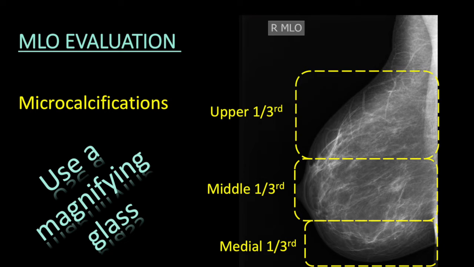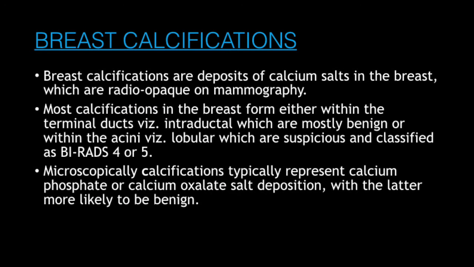So I just want to include a short note on breast calcifications. Breast calcifications are deposits of calcium salts in the breast which are radio-opaque on mammography. Most calcifications in the breast form either within the terminal ducts, which are mostly benign, or within the acini, which are suspicious and classified as BIRADS 4 or 5. Microscopically, calcifications typically represent calcium phosphate or calcium oxalate salt deposition, with the latter more likely to be benign.